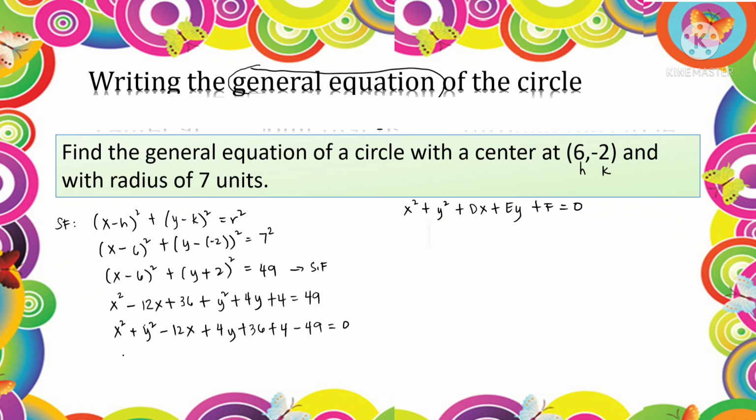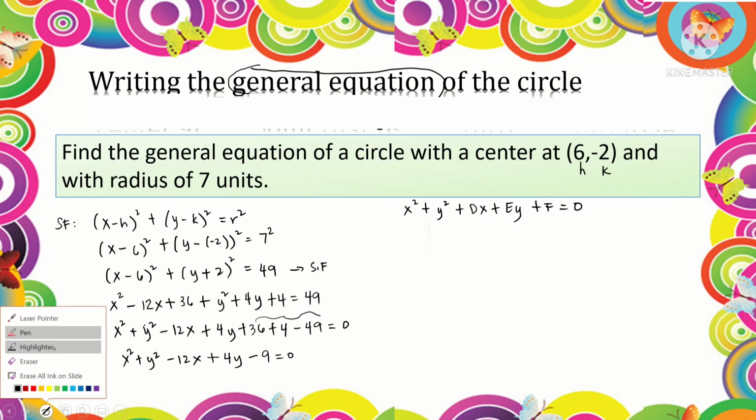Continue simplifying. We have x squared plus y squared minus 12x plus 4y. Then, from here, 36 plus 4 is 40, minus 49, we have negative 9 equals 0. So then this will be your final equation in general form.